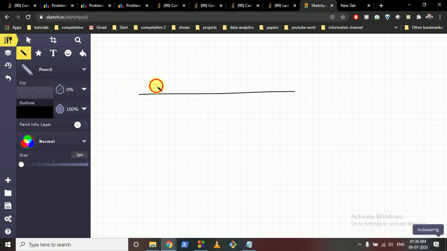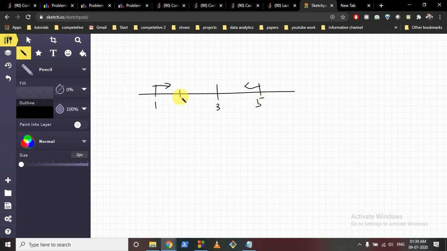So let's assume there is one ant which is moving like this and there is one more ant moving like this. They will meet at this point and they will change direction. Okay, so let's first take some example. Let's assume there is one ant at 1, one at 3, and one at 1.5.